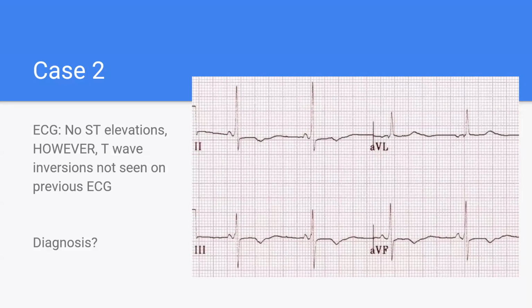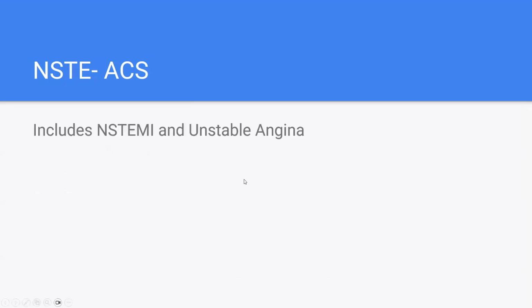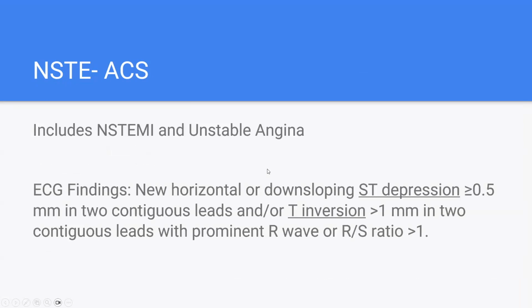Not trying to trick. Yeah, non-ST ACS, or non-ST elevation. Yeah. So non-ST elevated ACS includes the NSTEMI and also unstable angina. The ECG findings are either new ST depressions, which don't need to be as big as the ST elevation, or these T-wave inversions.